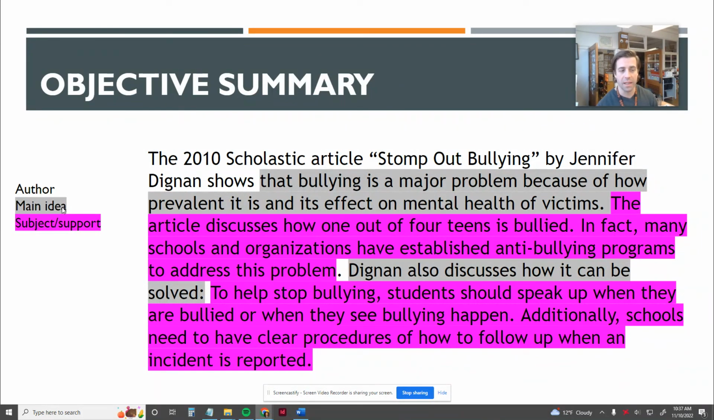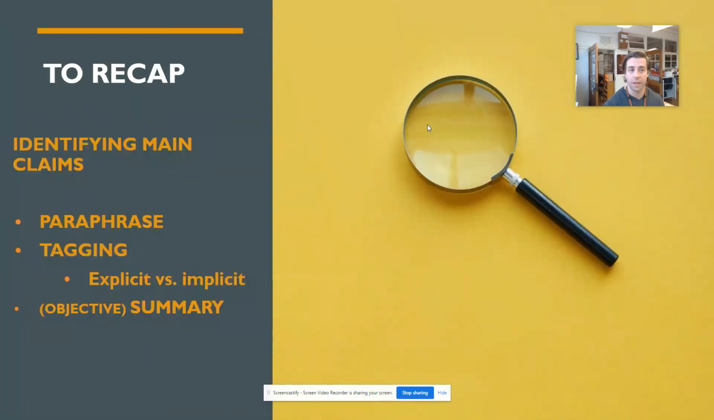So I've highlighted the main ideas in gray and their supports in pink. And you can see how I start off with, okay, here's the title, here's the author, here's what she thinks, here's how she supports it, here's also a main idea that she presents, and here's how she supports it, right? So use this, maybe even copy this down into your notes so you have an example of what an objective summary looks like.